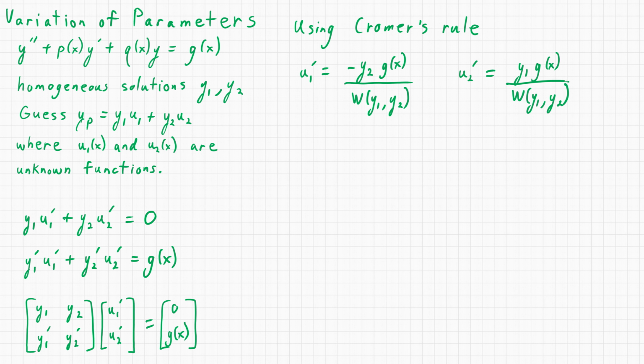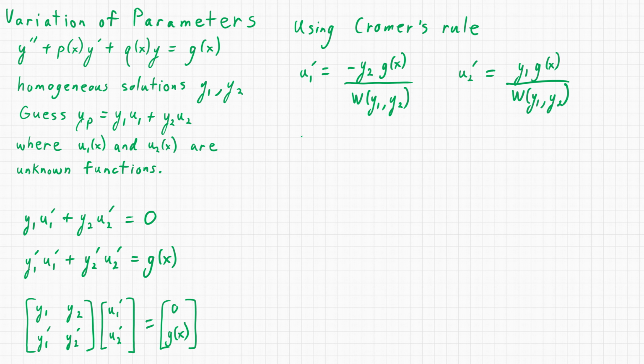This comes from Cramer's rule. It's not the easiest thing to prove, but the negative sign is actually from the u1 prime being in the top of the vector, and then this is a positive y1 g of x because u2 is the second element in the vector. And so we've actually come up with pretty nice expressions for u1 prime and u2 prime. It's all in terms of things we know. We know what y2 is, we know what g of x is, and we know what y1 and y2 are, so we can compute the Wronskian. So same thing for u2 prime. We know what y1 is, g of x is, we know what the Wronskian is. So we can actually solve both these.